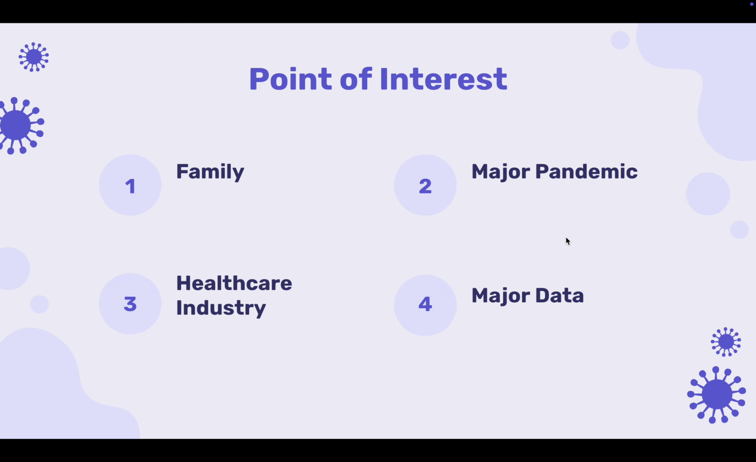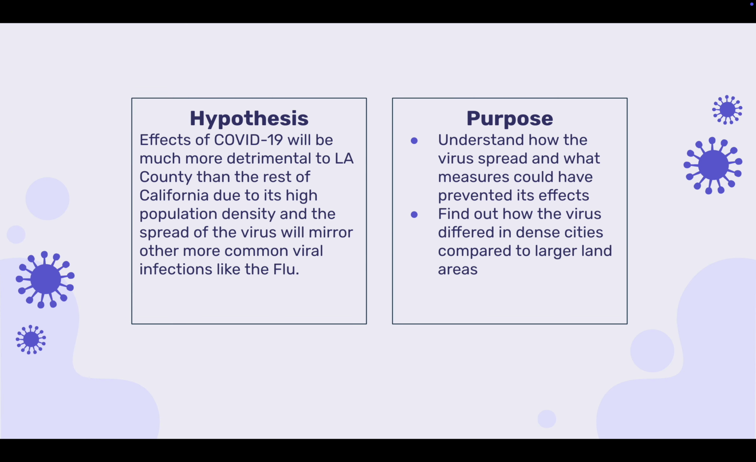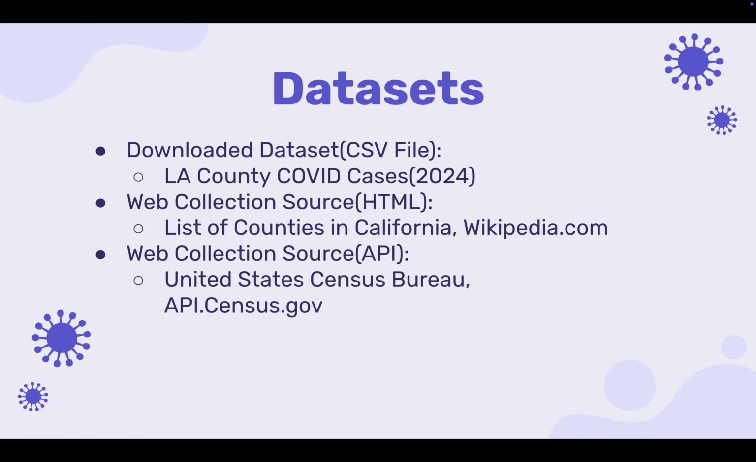Some other points of interest for that obviously was a major pandemic, and I'm super interested in the healthcare industry. I could see myself working there in the future, so I thought it would be an interesting project to do. My hypothesis was that the effects of COVID-19 would be much more detrimental to LA County than the rest of California due to high population density, and that the spread of the virus would mirror other common viral infections like the flu. So the purpose was to understand how the virus spread and what measures could have prevented it, and to find out how the virus differed in dense cities compared to larger land areas like the rest of California.